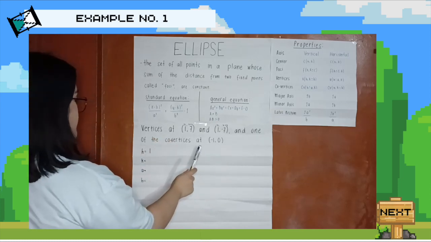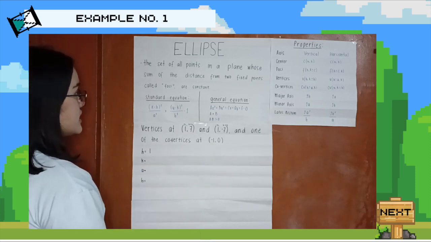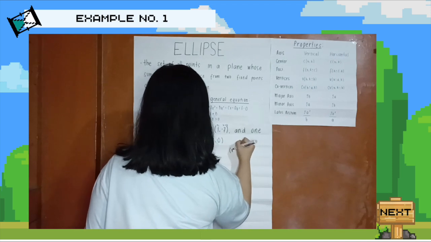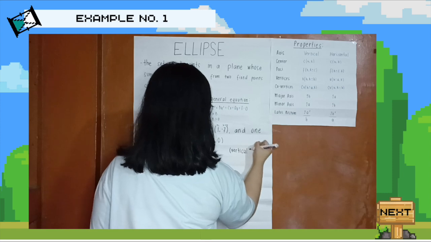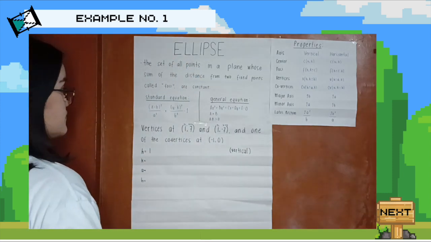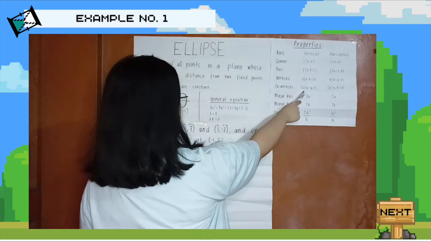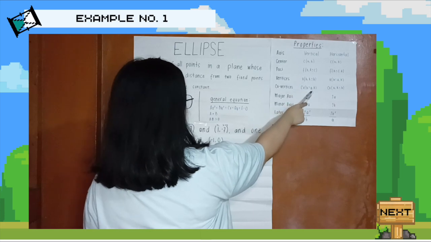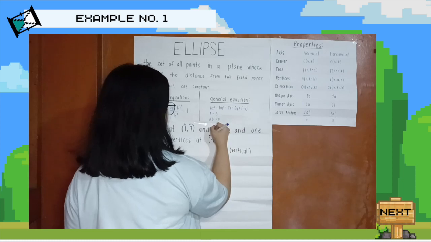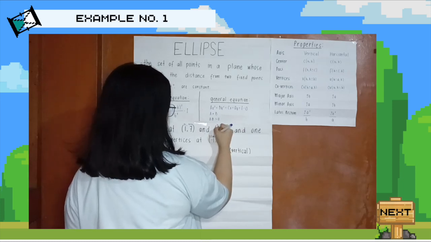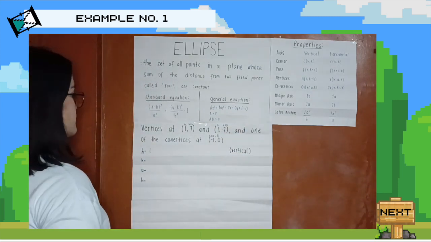One of the co-vertices is at (-1, 0). Since this one is vertical, we will be referring to this, which is (h plus or minus a, k). So our k is 0.